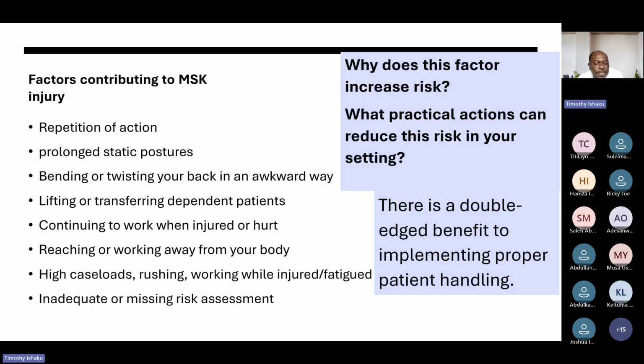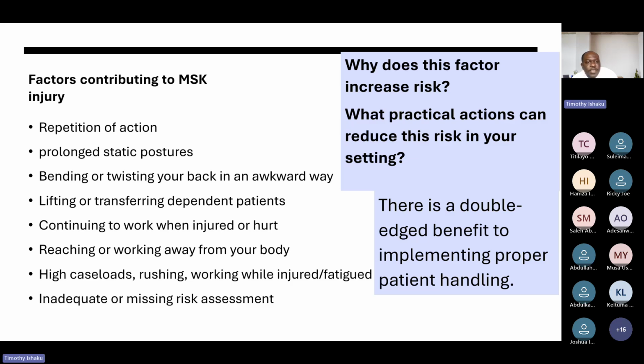Depends still on dependent patient, which is the next one. What we encourage is avoid manual lifting where possible, unless the patient can take most of the effort. Also, I understand sometimes in different resource settings it might be difficult, and that's why you assess the risks and try to find out how you can mitigate the risks.